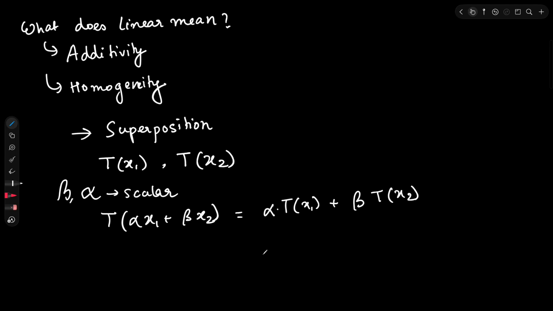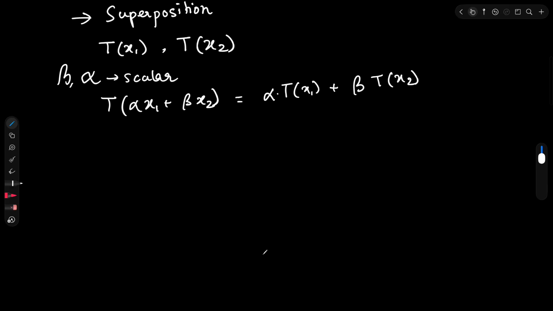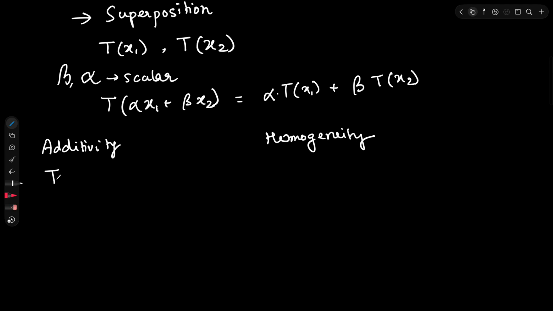So we will break down this theorem. It comes from the two principles we already mentioned before: one is additivity and the other is homogeneity, and we combine them together to form the superposition principle. The additivity property is t of x1 plus x2 equals t of x1 plus t of x2.